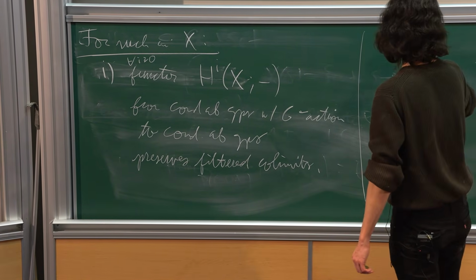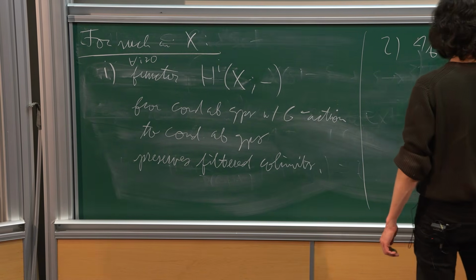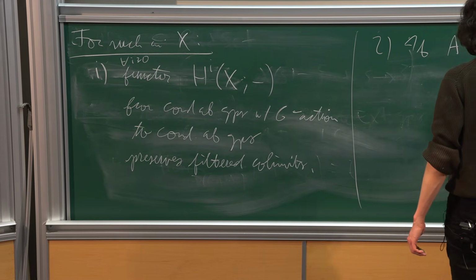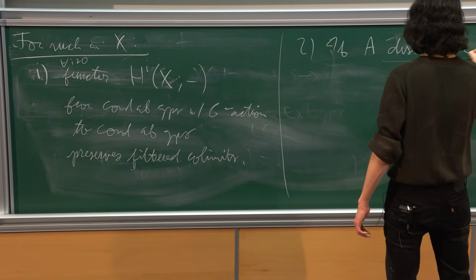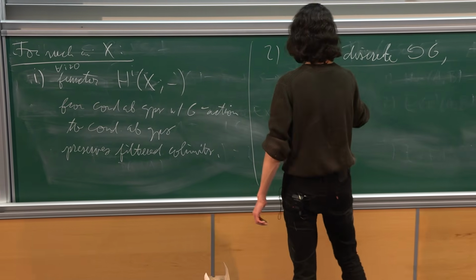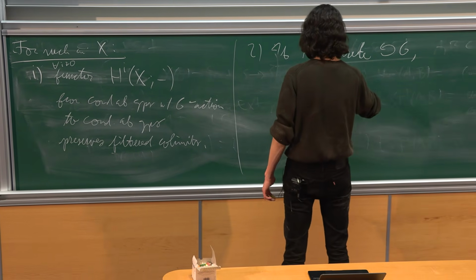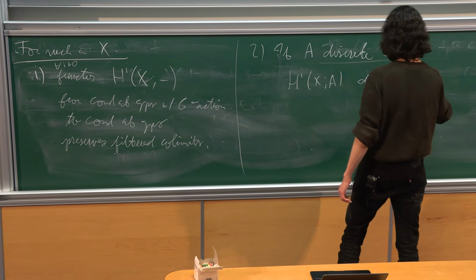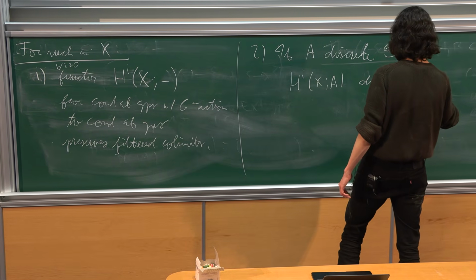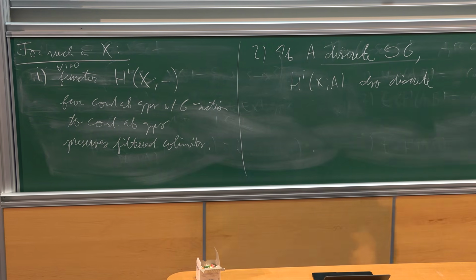The second thing is that if A is discrete with G action, then H^i(X, A) is also discrete, for all i.